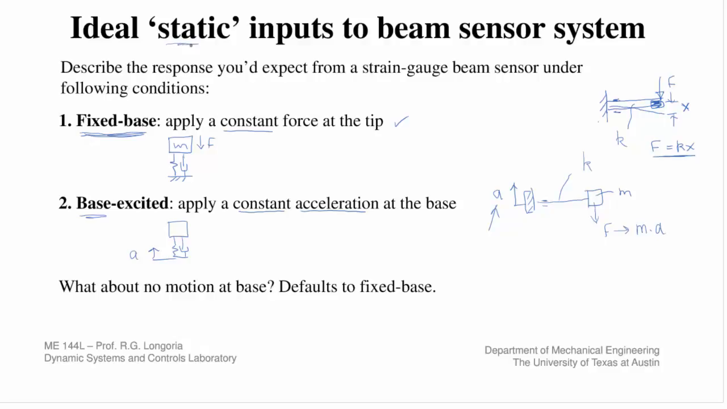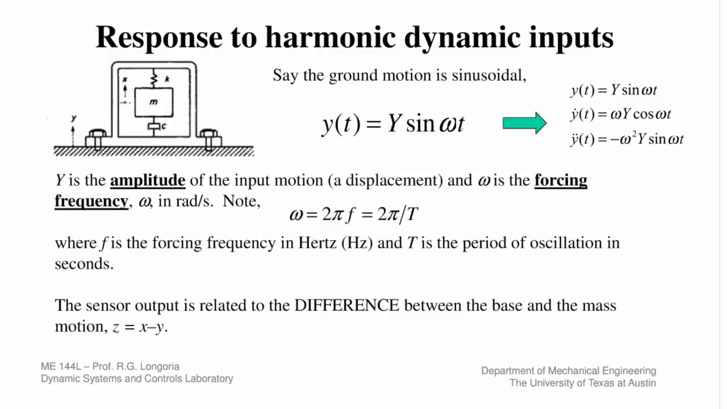So those are for static or constant inputs. What we, of course, sometimes have to measure are dynamic inputs. So I wanted to discuss these simple cases as a precursor. Think about this case, the base excited. If there was no motion at the base, then that just defaults to the fixed base case. Okay, now let's talk about the case of harmonic inputs.